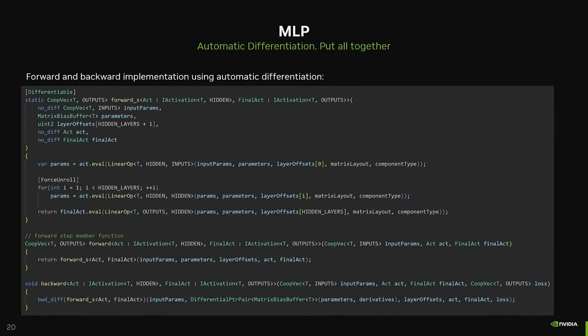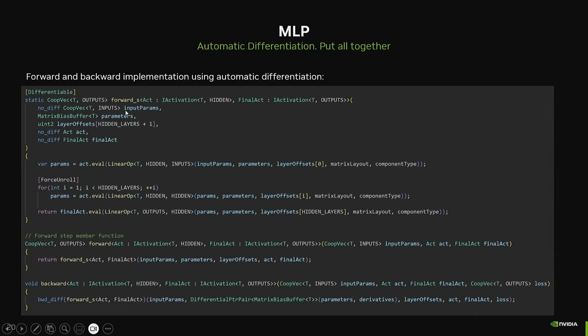So we put it all together. This is a piece of code from the MLP implementation. You can see there are two functions, forward and backward. Unfortunately, Slang currently cannot do autodiff for member functions. That's why we separated that forward_s function as a static, and we declare it differentiable.